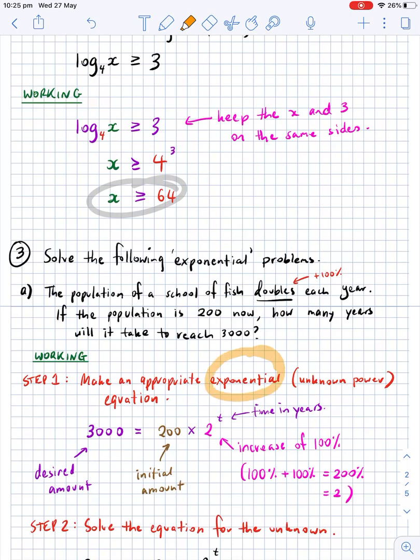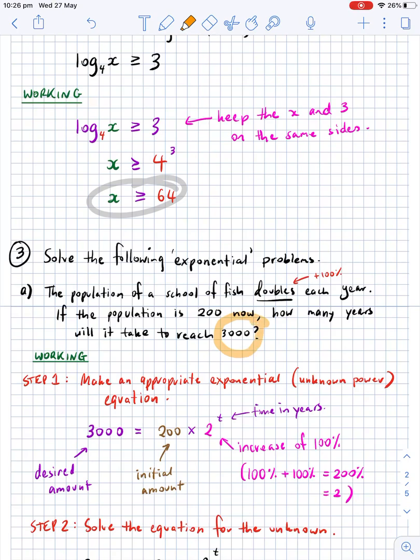What I mean by an exponential equation is that we have a power which is unknown. The reason why we want to do this is because we consider this to be an exponential problem, because we've got this doubling effect. So when something's increasing or decreasing by a percentage each year or after each time period, you're going to be getting some sort of unknown as a power.